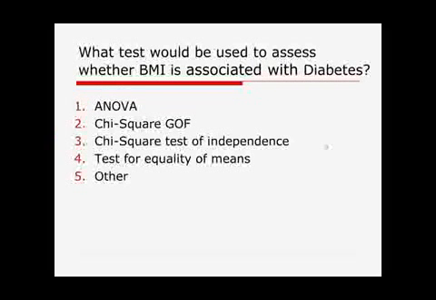BMI and diabetes. Don't forget how BMI is measured here. BMI is the categories, normal weight, overweight, obese, and diabetes. So here we'd have a 3-by-2 table. Excellent. A lot of you are really getting this.